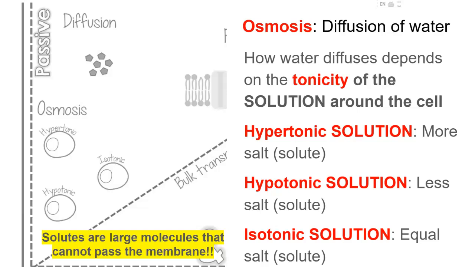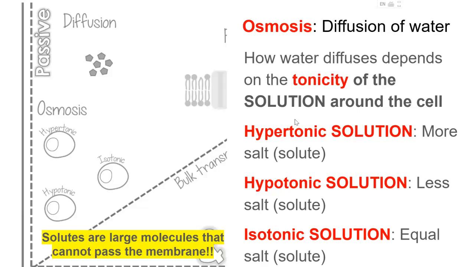Okay, so osmosis is a new term. This is specifically the diffusion of water. Okay, it's a type of diffusion and it's focused specifically on water. So osmosis means water moving in and out of the membrane, and how it moves, how it diffuses, depends on the tonicity or the saltiness of the solution around the cell.